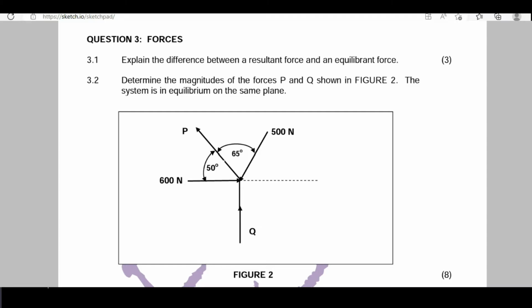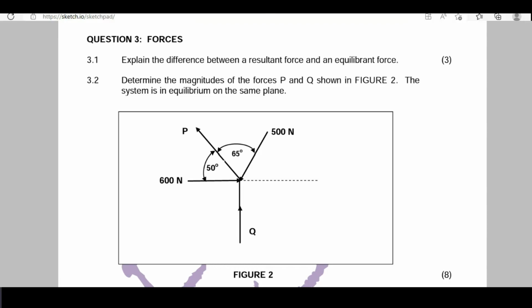They say explain the difference between a resultant force and an equilibrium force. We know a resultant force is a single force that can replace two or more forces and still produce the same effect, while the equilibriant of a system of forces on the same plane is that single force which will balance the system of forces. That will be our 3.1.